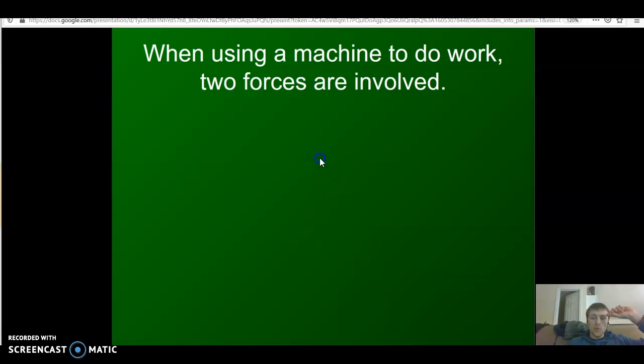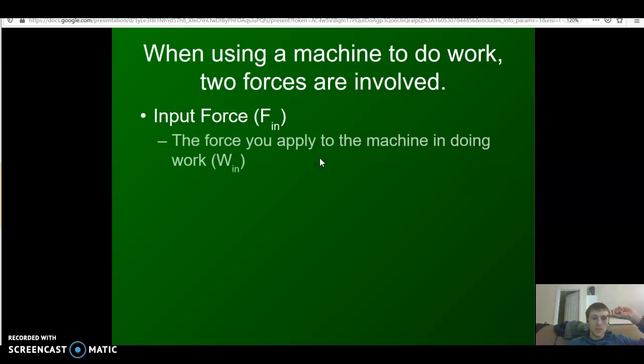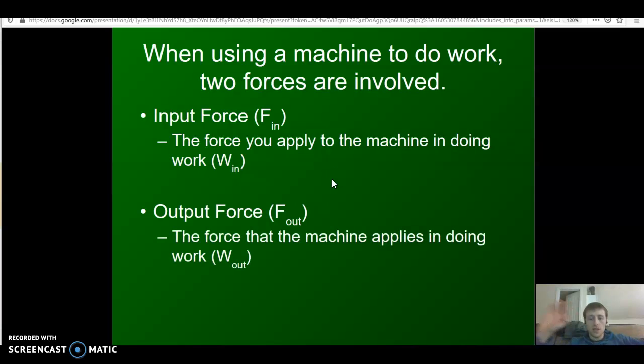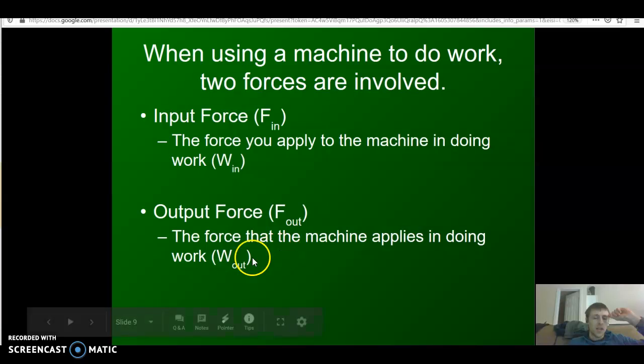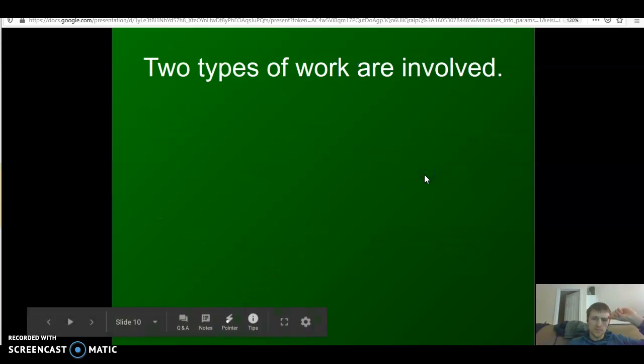So we have two forces we're looking at. There's going to be an input force, which is the force you apply to the machine when you are doing the work. And we'll take a look at what work is in just a moment. And the output force. That's the force your machine applies on whatever thing you're trying to influence in its output of work.